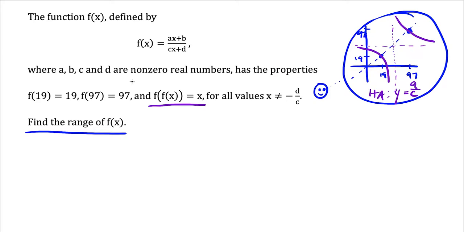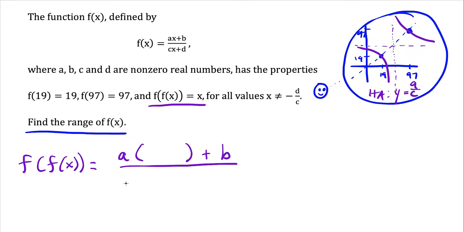Now to go through this algebraically, first we should find f of f of x. And we're going to find it by plugging in the function for each value of x. So we're going to have a times x plus b over c times x plus d, and in place of x, we're going to plug in the function f of x. So we're going to have ax plus b over cx plus d, and then we're writing the same thing over here.